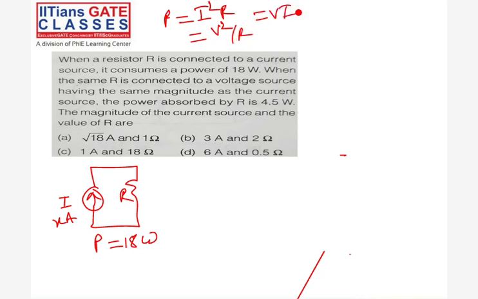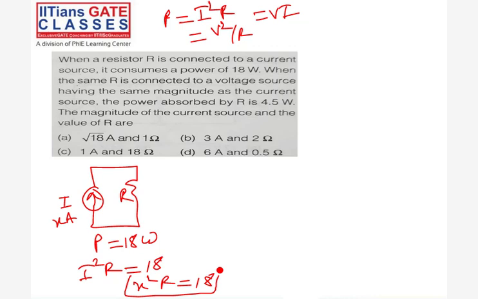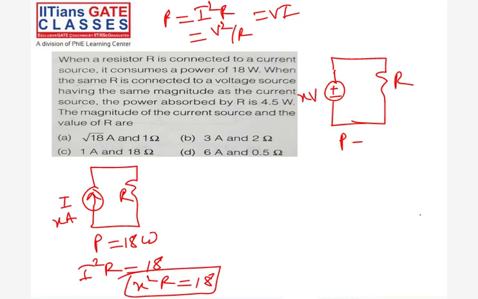When the same resistor R is connected to a voltage source of same magnitude. So this is X volts, a voltage source connected to the same resistor R. Then the power consumption is 4.5 watts. So this is V square by R, which is 4.5. V is nothing but X, so X square by R is 4.5. So you have two equations and two unknowns. I can replace X square as 4.5 R.